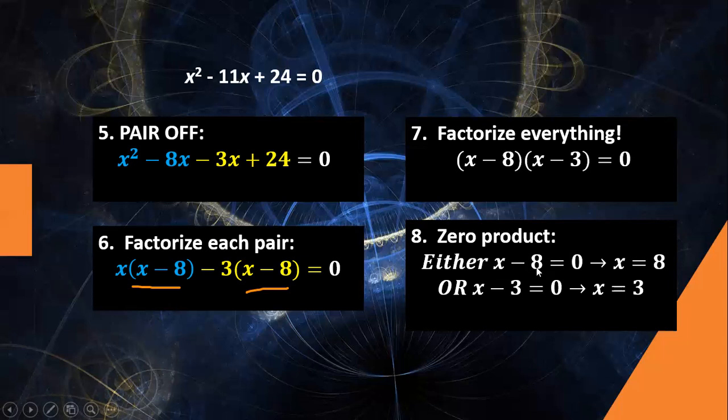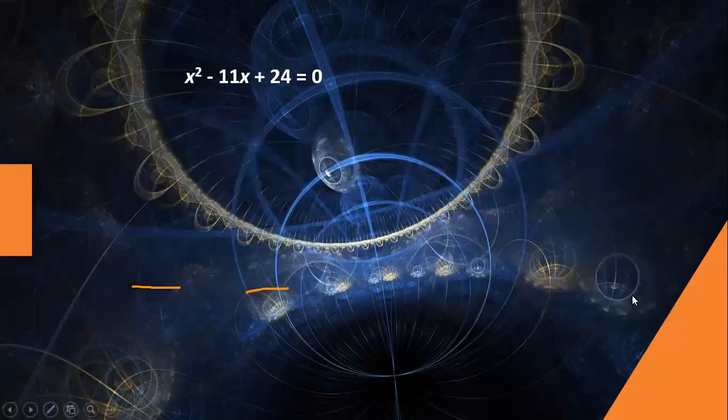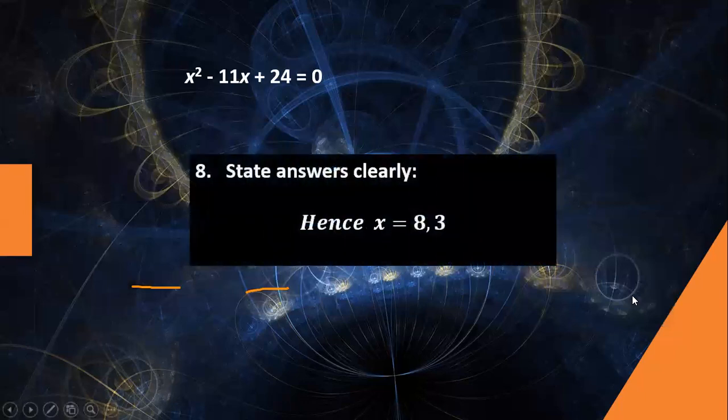So if x minus 8 is going to be equal to 0, then x has to be 8, because only 8 take away 8 will give me 0. And if x take away 3 is going to be 0, then x has to be 3, because 3 take away 3 is 0. So x equals 8, x equals 3. Stated clearly, hence x is equal to 8, comma 3. So we have two values for x.